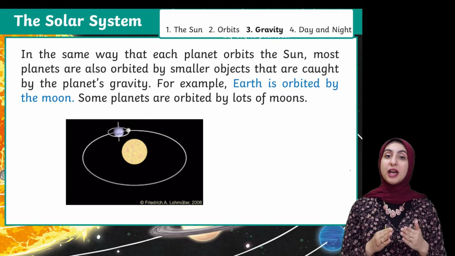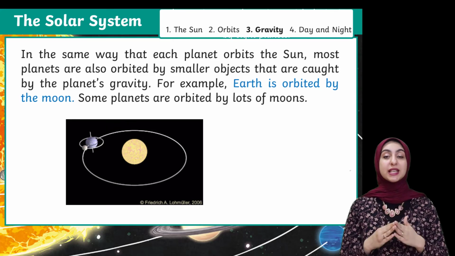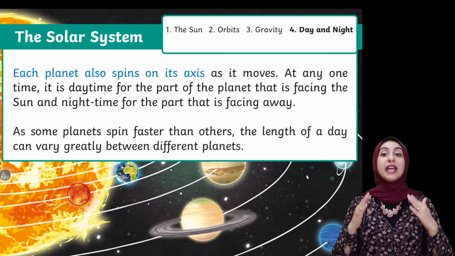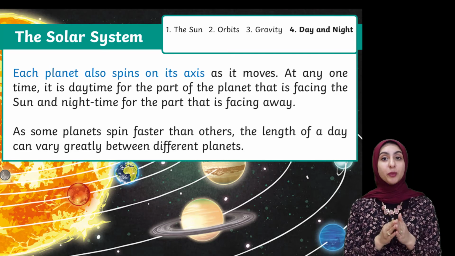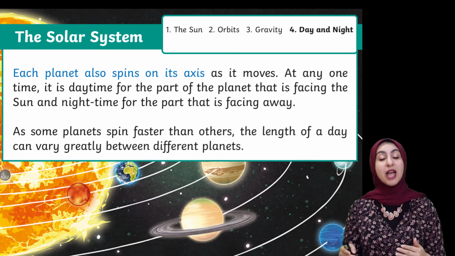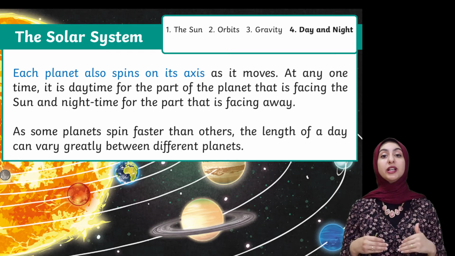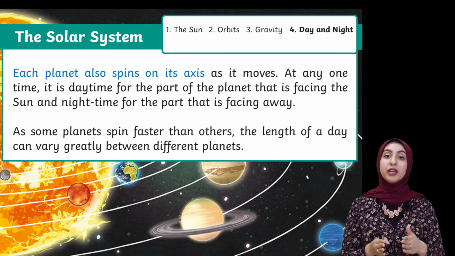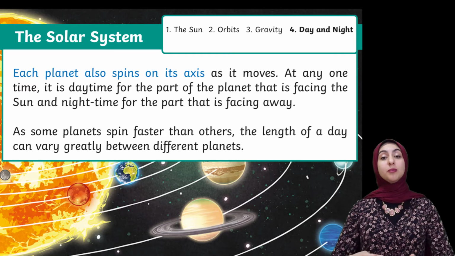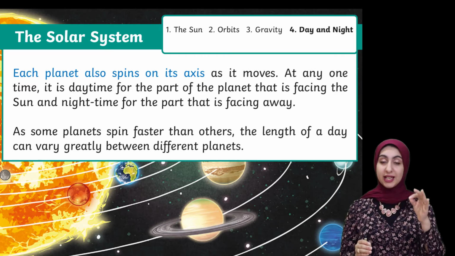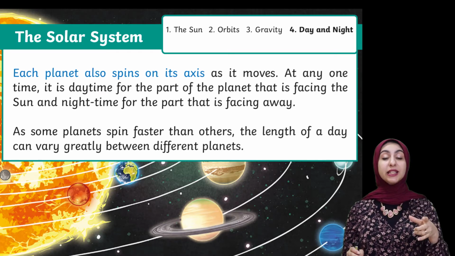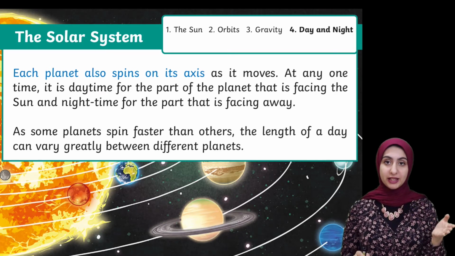So, each planet also spins on its axis as it moves. At any one time, it is daytime for the part of the planet that is facing the Sun and nighttime for the part of the planet that is facing away from the Sun. Okay, as some planets spin faster than others, the length of a day can vary greatly between different planets.